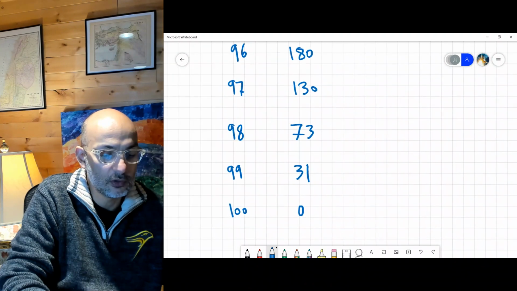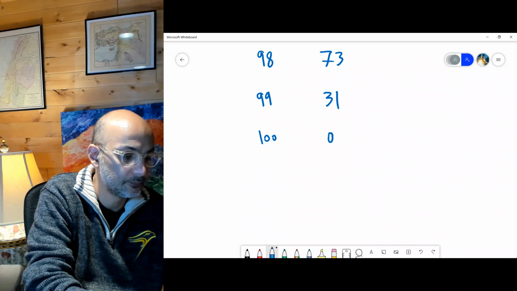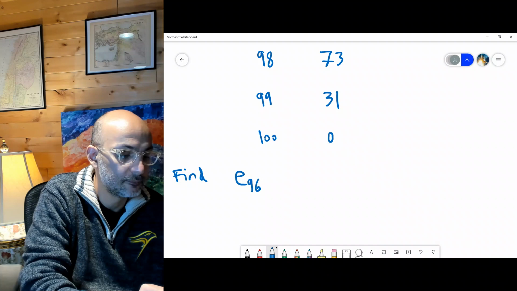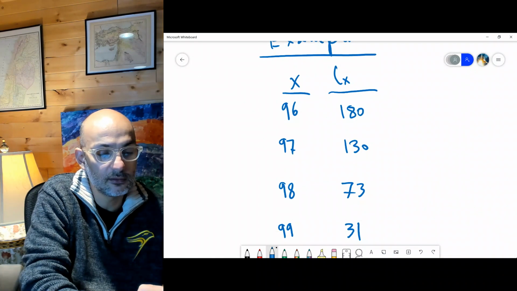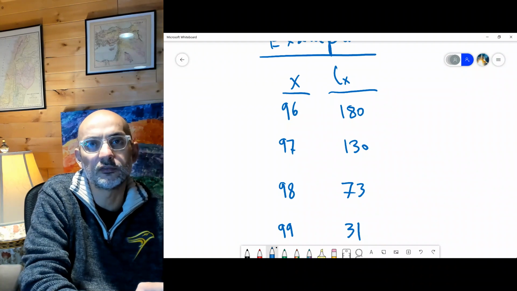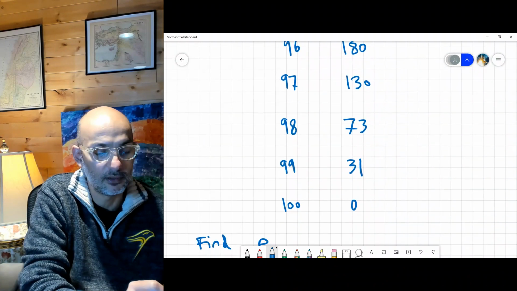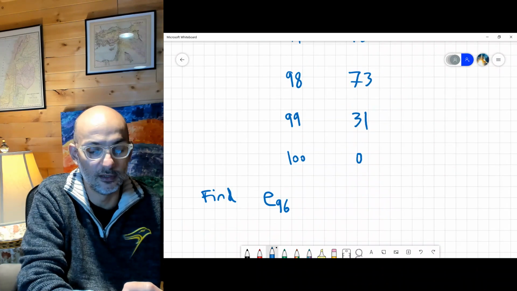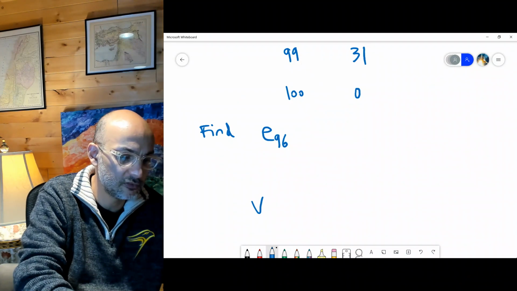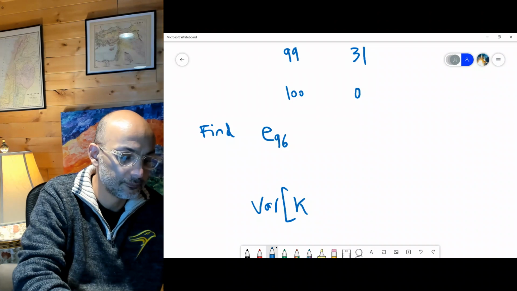And what's the question here? The question asks us to find e_96. What is e_96? The expected life expectancy, or the expected remaining lifetime at age 96. At age 96, based on this mortality table, what's the expected remaining lifetime, right? So that's the first one, and then the question also asks for the variance of K_96.